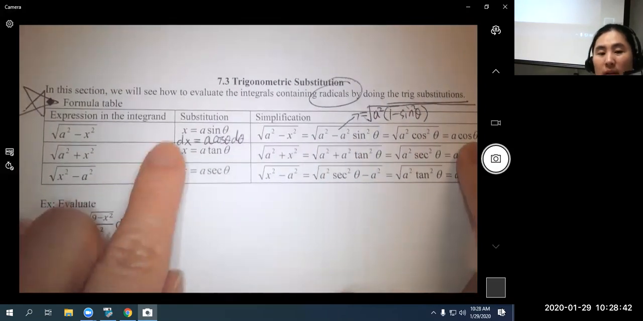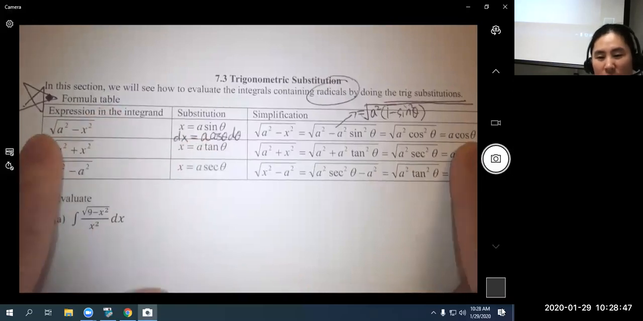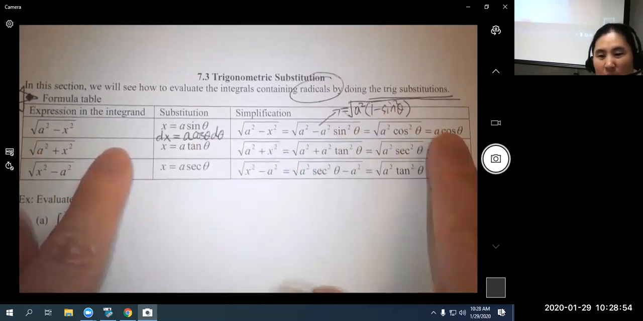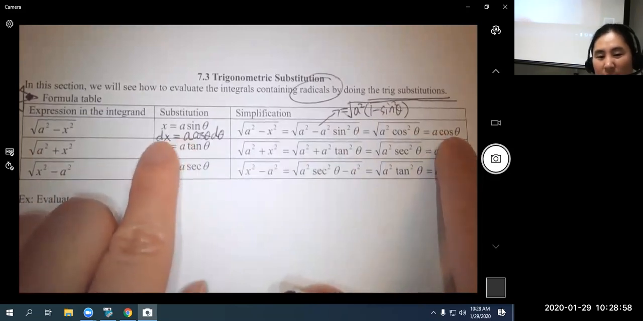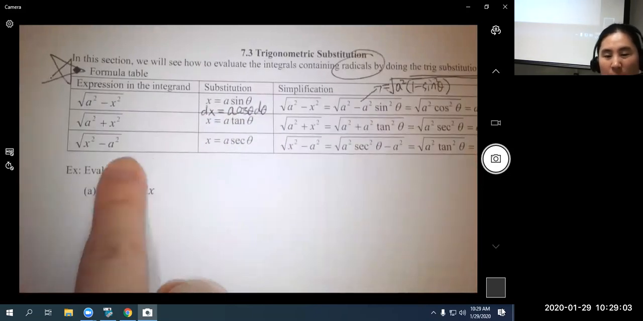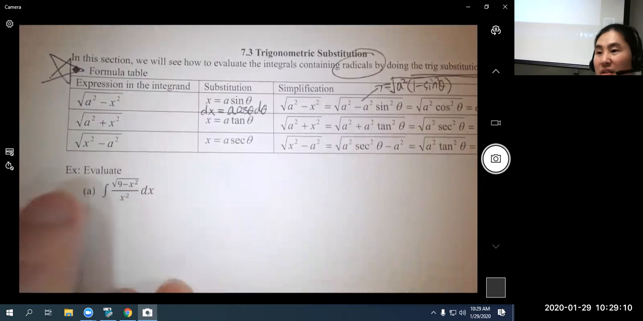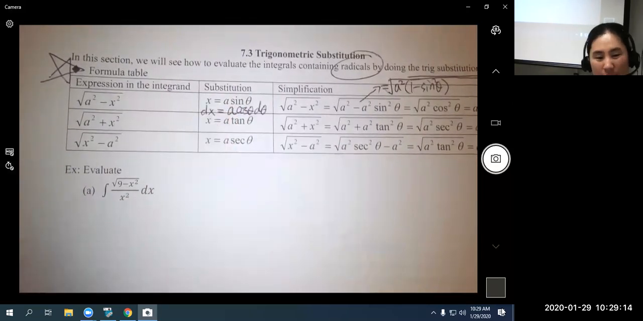So that means if we use this substitution, this radical expression will become a times cosine theta. There's no x anymore. It becomes a function of theta. And dx is also in terms of theta, so this entire integral will become an integral in terms of theta. Then we find the antiderivative in terms of theta and change theta back in terms of x.